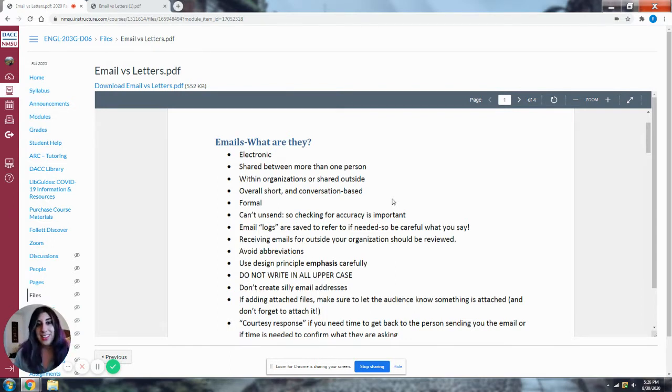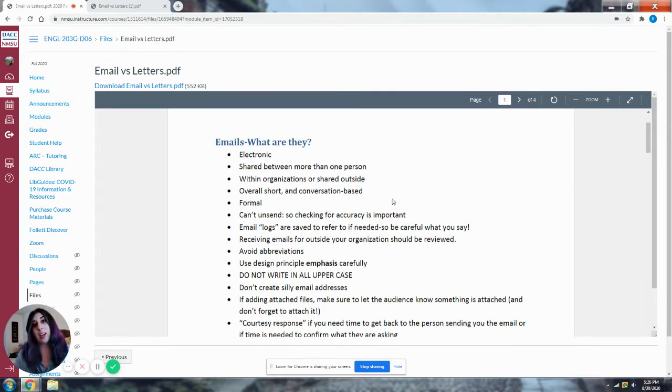You can't unsend emails, so checking for accuracy is important, making sure you're sending it to the correct person, to the exact email addresses, and also checking for spelling and grammar. Email logs: workplaces usually have email logs so that the organization can have them saved on file if they need them for future reference. So that's why you want to be careful what's in the email and be careful what you say.